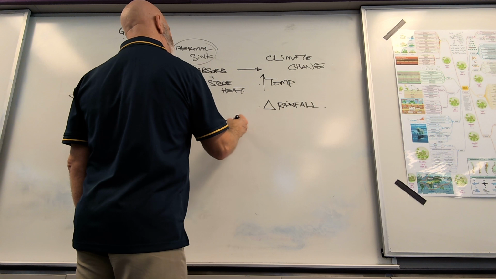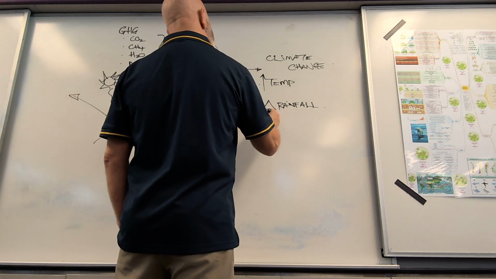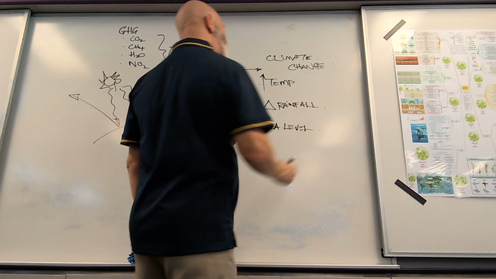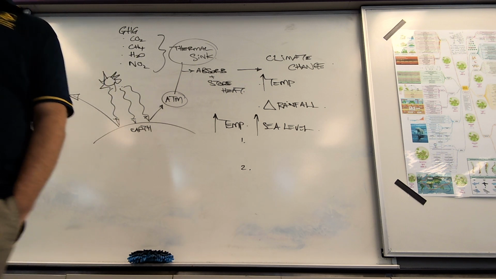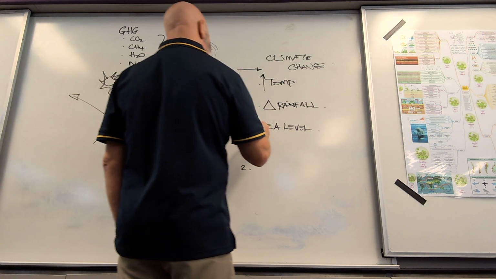Okay? Now, if we think about increased temperature, we've got a rising sea level. There are 2 major reasons why we've got rising sea levels. The first one is an easy one. Melting ice caps. Well done, Sam. Melting ice caps.